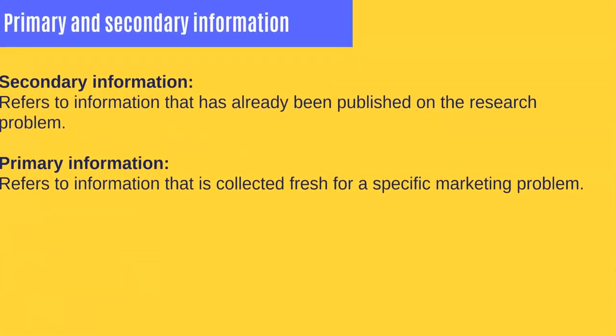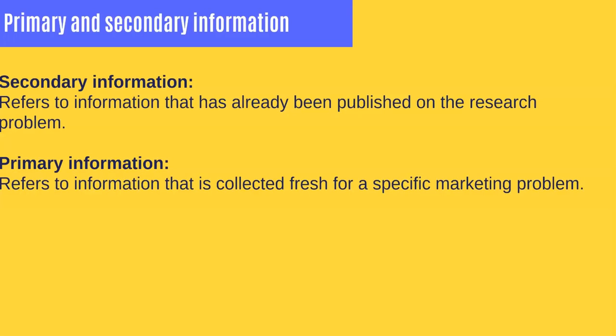Okay, primary and secondary information. Secondary information, as we already mentioned, refers to information that has already been published on the research problem. So it's already available. It's a Google search, it's a journal article search, it's a newspaper search. Any findings of that sort, that's secondary information. It's already collected. Primary information, on the other hand, refers to information that is collected fresh for specific marketing problems. So this is first-hand information. It does not exist. So that's the difference between that.